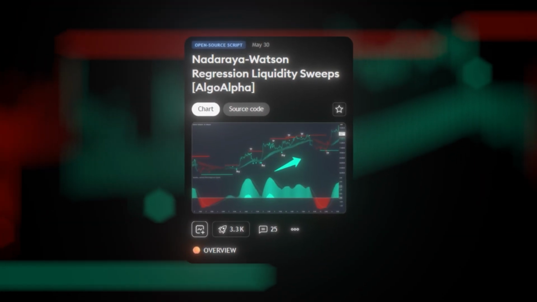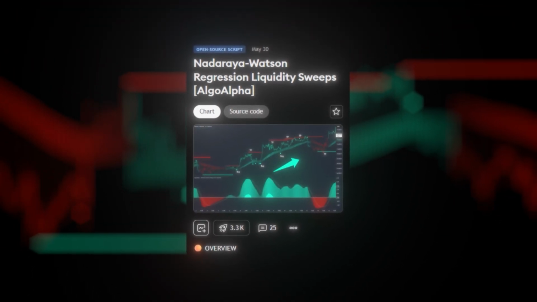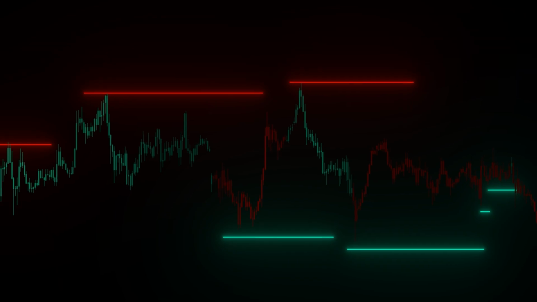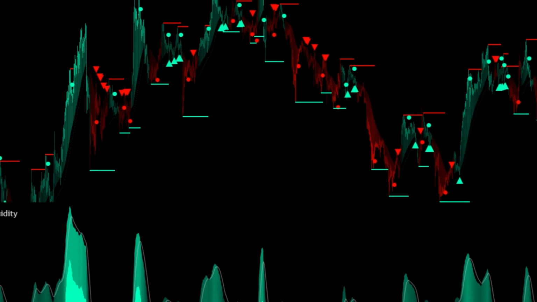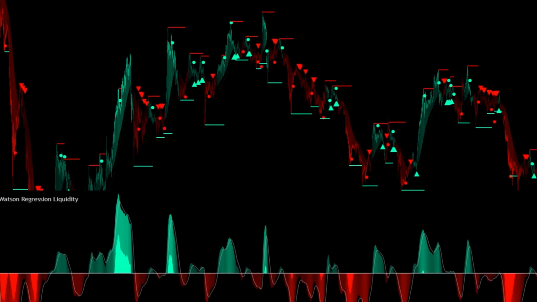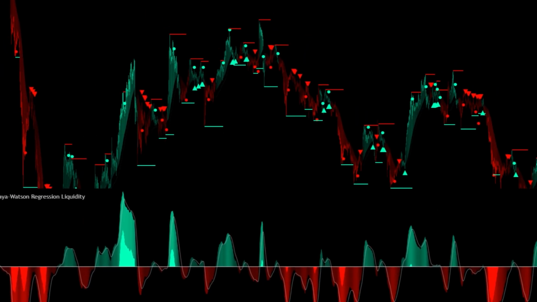In this video, I'll show you how Nadaraya-Watson regression liquidity sweeps works, how the momentum oscillator is calculated, how liquidity levels are formed, and how to identify the highest quality sweep setups. At the end, I'll also show you a confluence method that dramatically improves the quality of reversal entries.